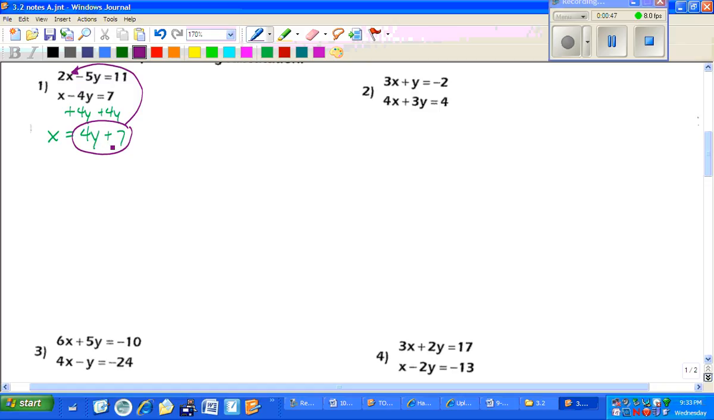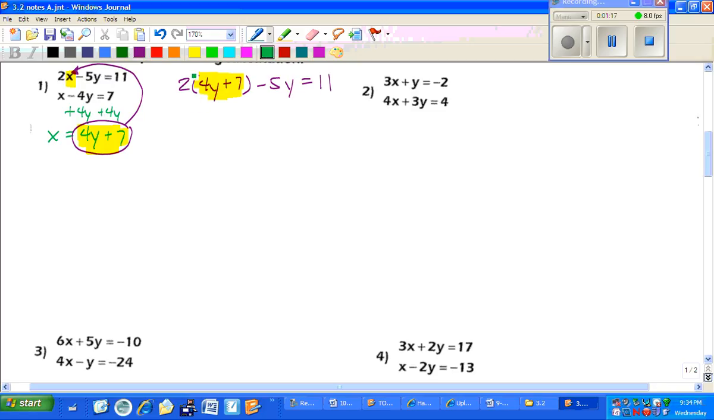So this 4y plus 7 is going to go in the place of x into that equation. So instead of 2 times x, we're going to have 2 times (4y plus 7). So this is just taking the place of that. So instead of x, we're putting the 4y plus 7 in its place. Then everything else in the equation stays the same. So we have minus 5y equals 11. Now we just have this one equation with just y in it.